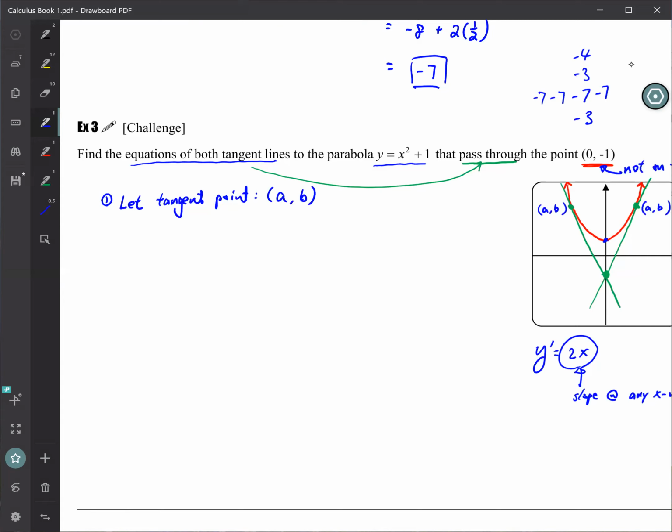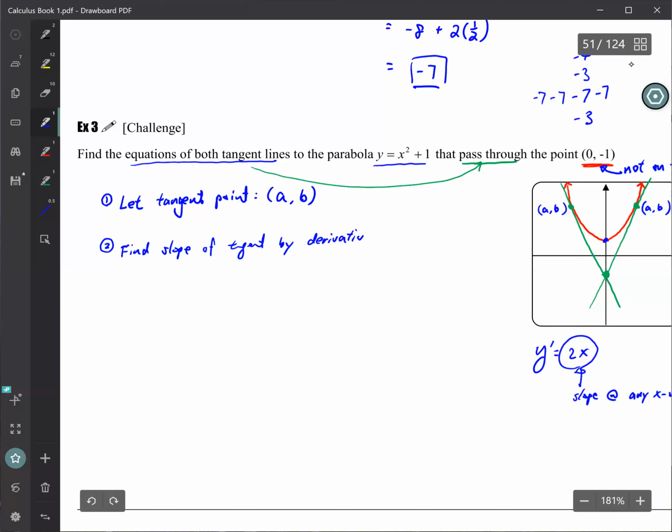Yeah. So now step 2 is we are going to find the slope of tangent by derivative. Okay, since you just learned it, right? So which Jesse already did, right? We find the slope y prime equals 2x, right? We take the derivative of the parabola, right? It finds the slope at any x.